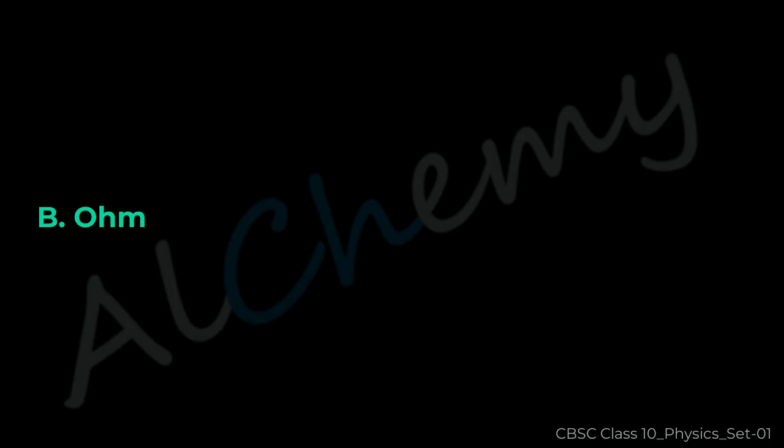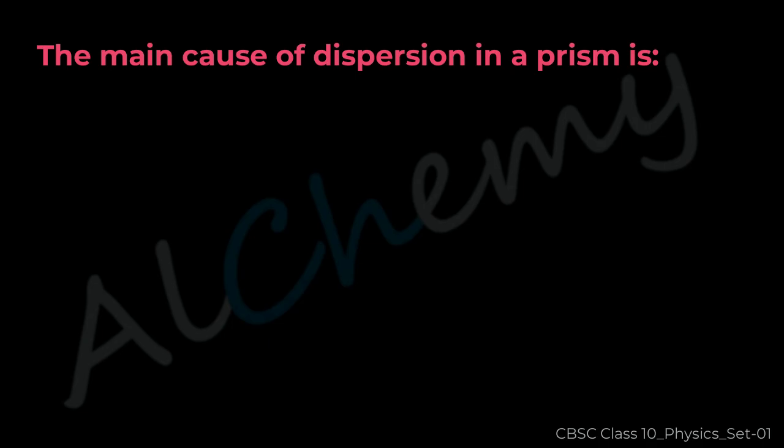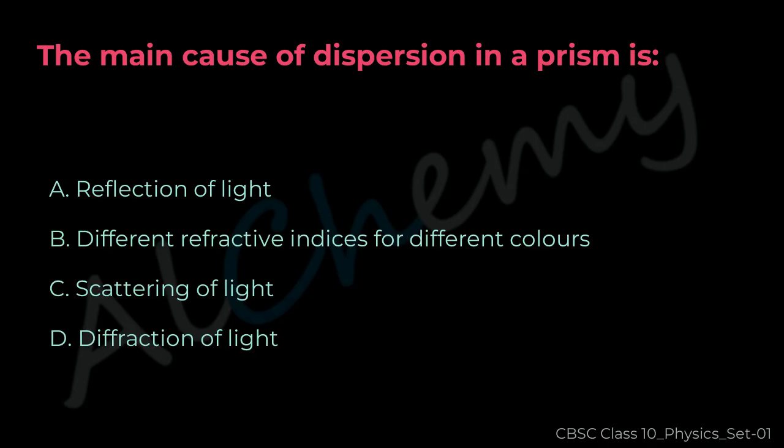The correct answer is B. Ohm. Question 47. The main cause of dispersion in a prism is A. Reflection of light. B. Different refractive indices for different colors. C. Scattering of light. D. Diffraction of light.